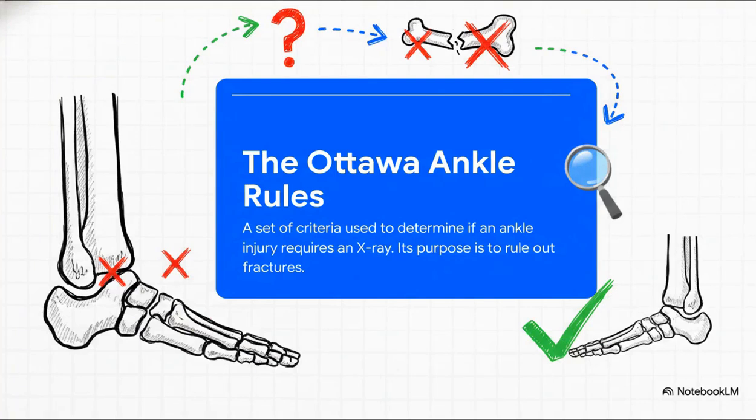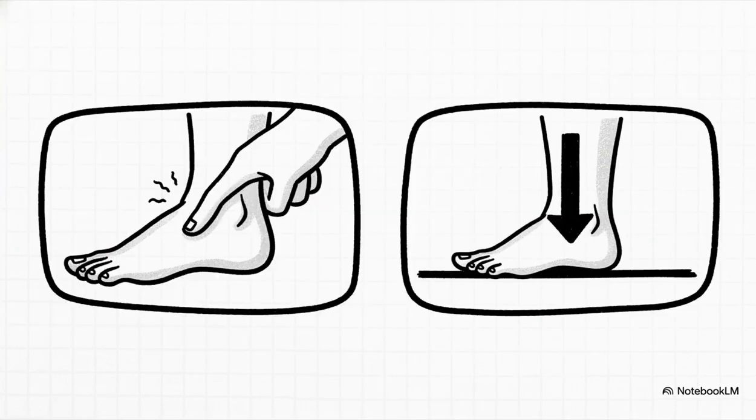To put it simply, their main purpose isn't really to find fractures. It's to help you safely and accurately figure out who doesn't need an x-ray. Think of it as a tool for ruling things out. And the beautiful thing is, the whole process boils down to just two core parts of your physical exam. It's all about checking for bony tenderness in very specific places and seeing if the patient can bear weight.